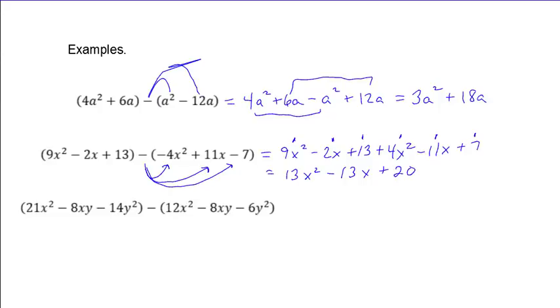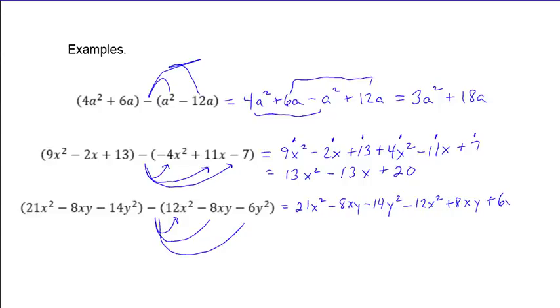The last problem is very similar. Good practice, though, so if you still haven't done it, pause the video, take care of it. But what it's going to look like is this. My first polynomial, the 21x squared minus the 8xy, and then minus the 14y squared, just comes along for the ride right now. Now I'll distribute the negative. So I've got negative 12x squared, and then plus 8xy, and then finally a plus 6y squared.